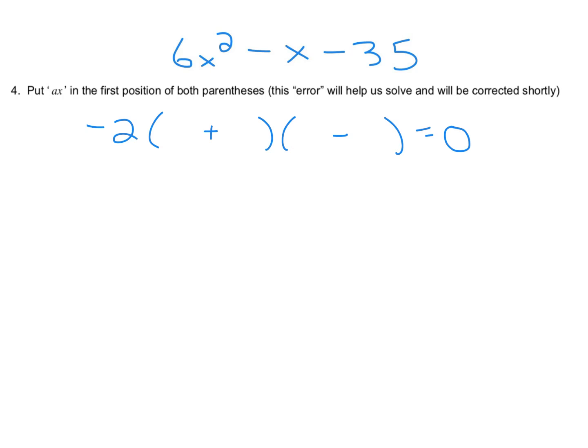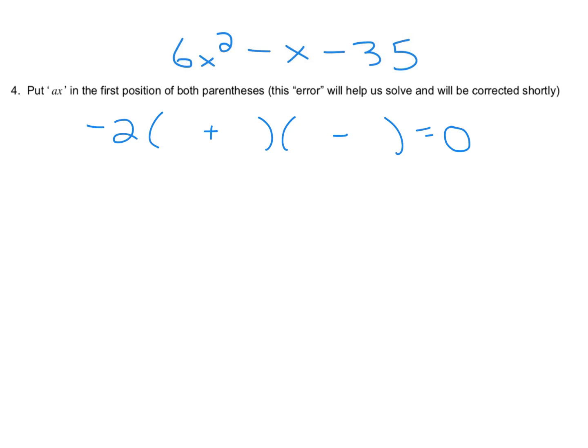Okay, what I've got here is what was in that parentheses after we factored out the -2. This is the thing we're breaking into binomials. So we're going to be examining this for the information here. In step 4, it says put AX, meaning this is the A term, and then put X, not the squared part, in the first position of both. This is not how the final answer is going to look.